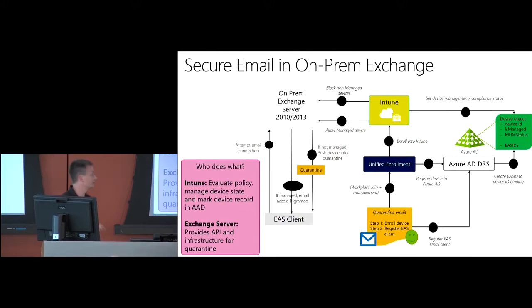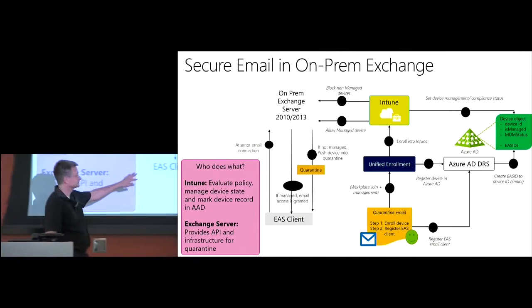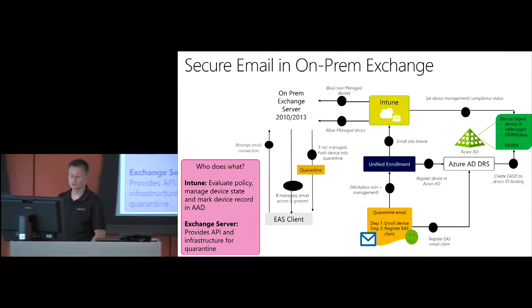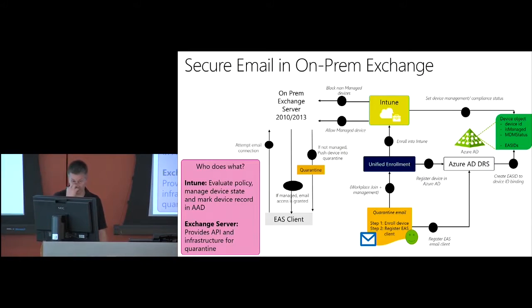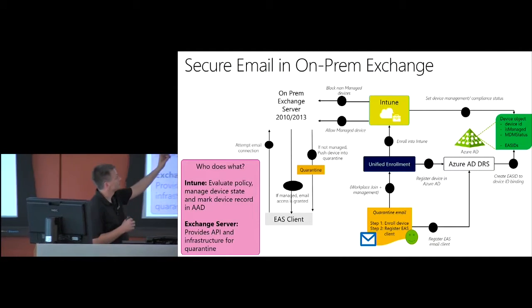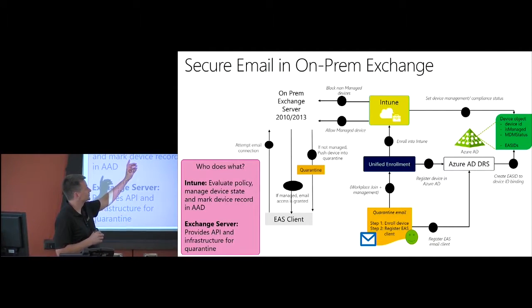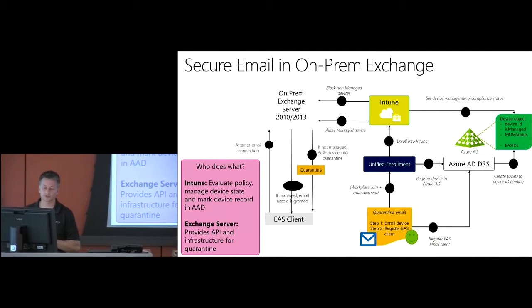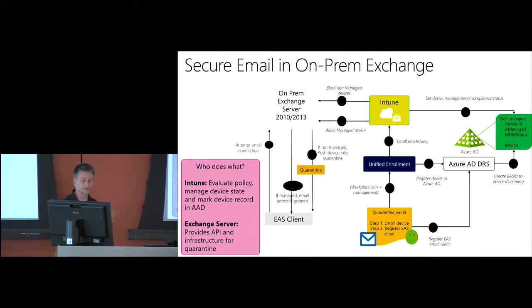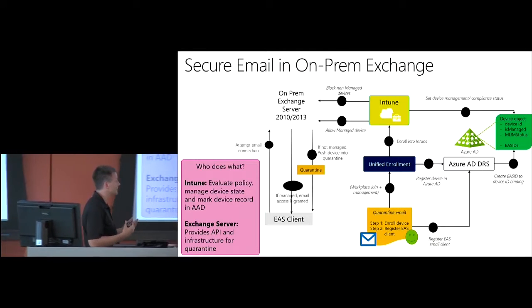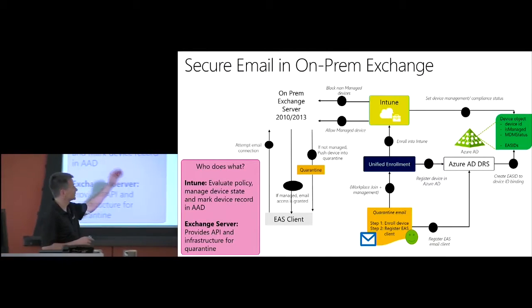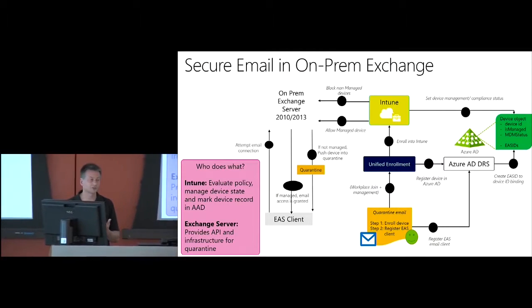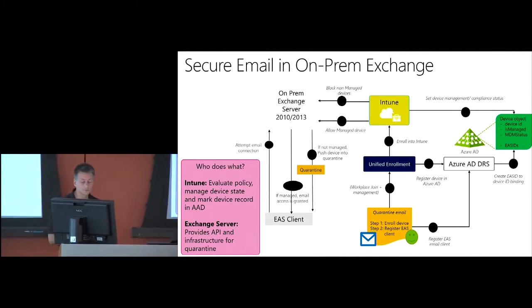Okay, so we've got our EAS client down here, down the bottom. What's going to happen is they're going to try to access the Exchange on-prem server. Intune, at the top here, is going to manage which devices it blocks and blocks access to. By default, this device will be potentially unknown because it hasn't enrolled yet. So they're going to get this quarantine message. The quarantine message is going to explain to them how to enroll.